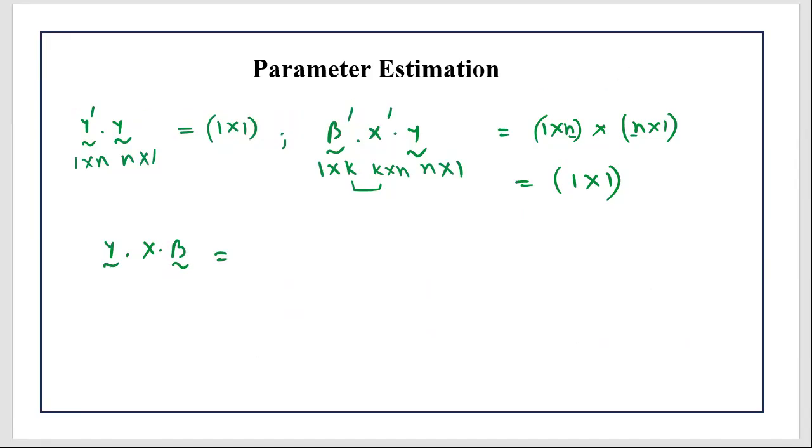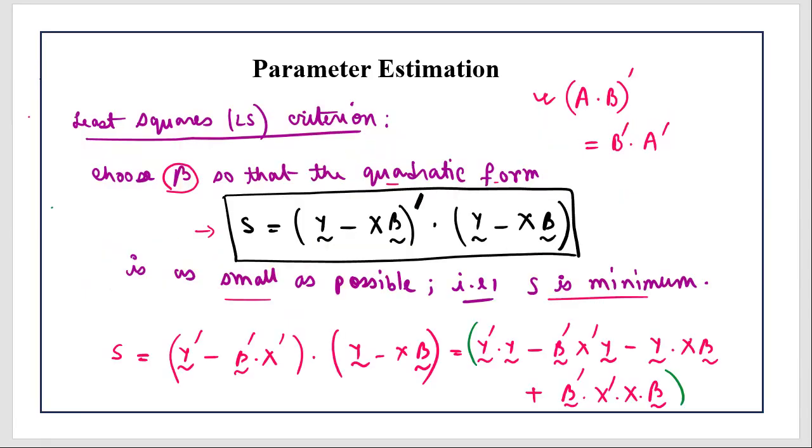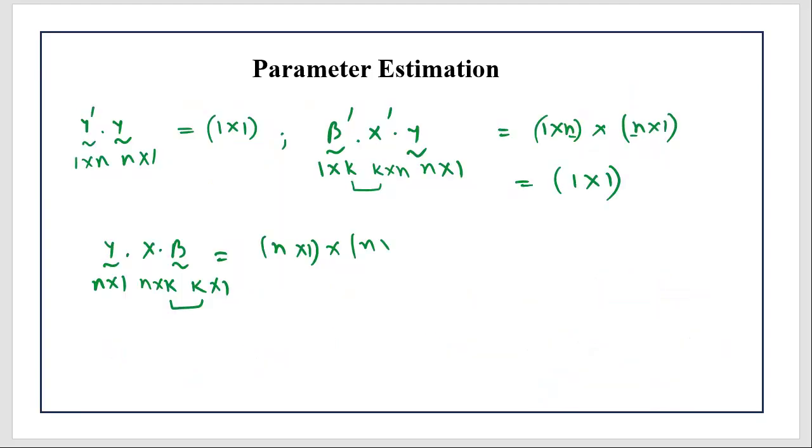So what is the dimension here? Y is simply n cross 1, x is n cross k, and what is beta? This is k cross 1. So what will this be? There should be some mistake. This is y curl, so there should be a transpose here. Y curl transpose, then you have x beta here.